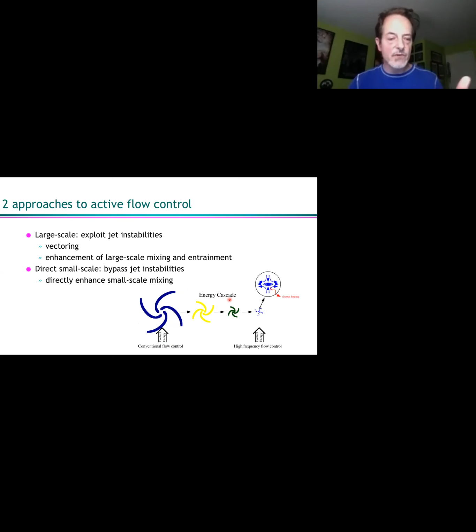There's a second approach that I'll talk about, which I personally think is a lot more interesting. Although I guess I'm going to talk about it a little bit less, but it's also pretty interesting. And that's where you actually introduce energy at these smallest scales of the flow, bypassing all of these instabilities in order to directly enhance small scale mixing in your flow.